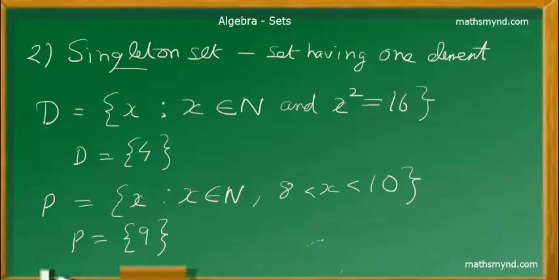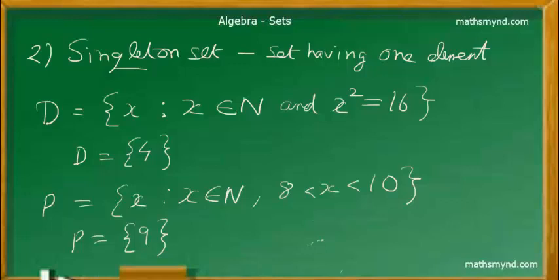Let's go to the second kind. It's called a singleton set. Again, the word itself indicates what we are dealing with here: a set having only one element. Suppose we are dealing with a set D, which consists of elements x, where x is an element of natural numbers, and x squared is equal to 16. Now it simply means that x ought to be the root of 16, that is 4, which simply means that we are dealing with only one element, that is 4.